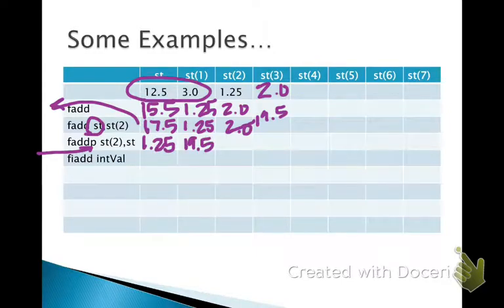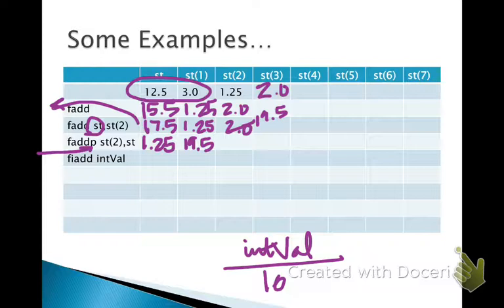And then here I'm going to add, and let's say int val has some value in it. We'll say 10. Now I'm going to do an integer add with stack top and int val. This will replace stack top. So 10 plus 1.25 is going to give me 11.25 and 19.5.